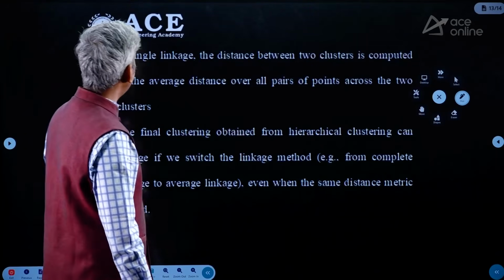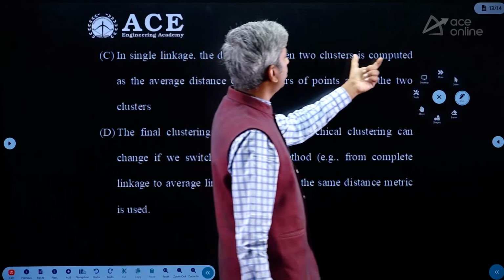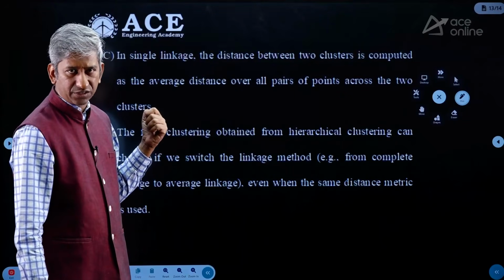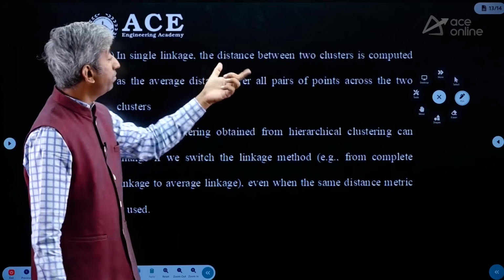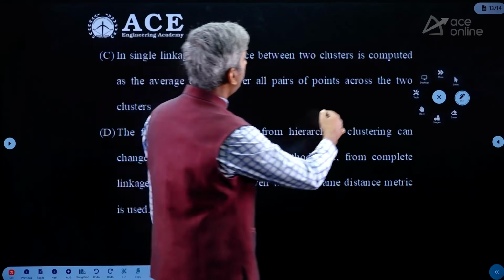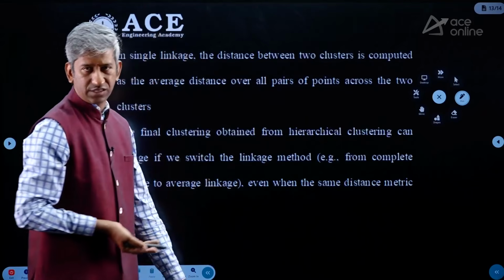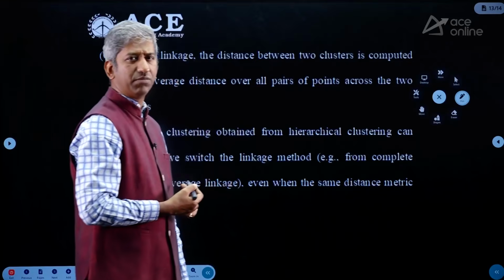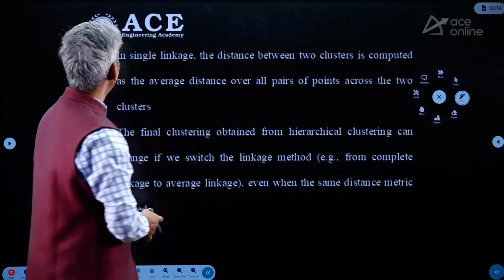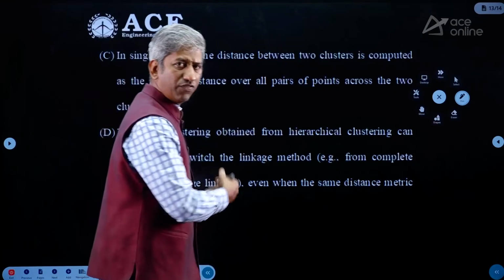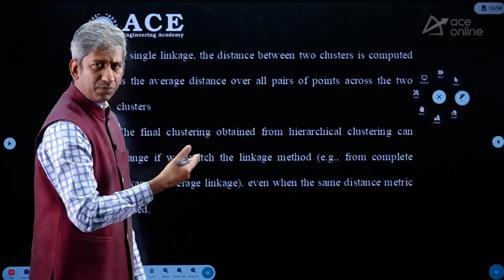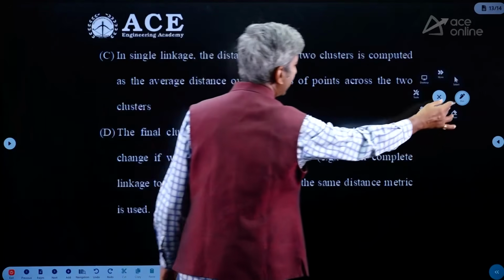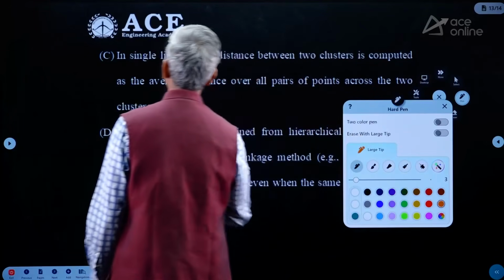And then option C, in single linkage, the distance between two clusters is computed as the average distance. It is incorrect. It is computed as the minimum distance over all pairs of points across the two clusters. In single linkage it is the minimum, and in complete linkage it would be the maximum, but not average. In average linkage, it would be the average of all the pairwise distances between the clusters. Right, such that option C is an incorrect statement.